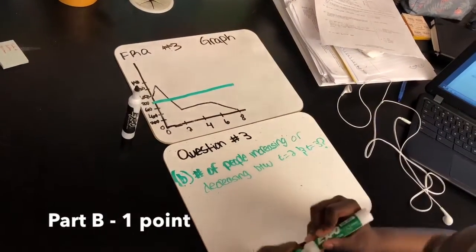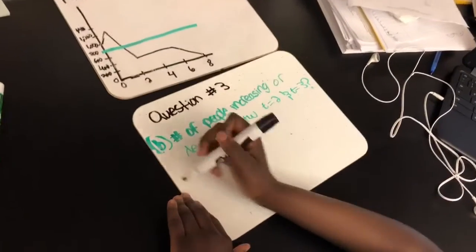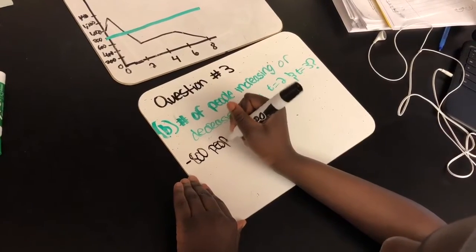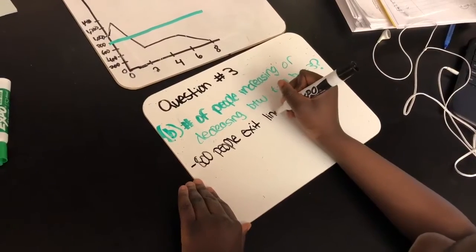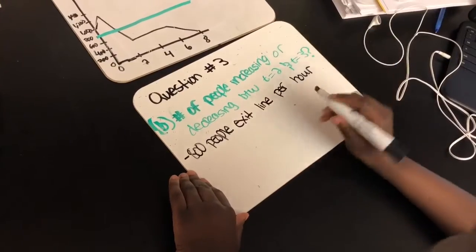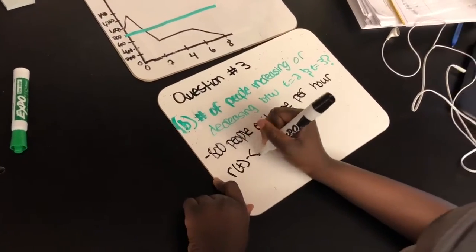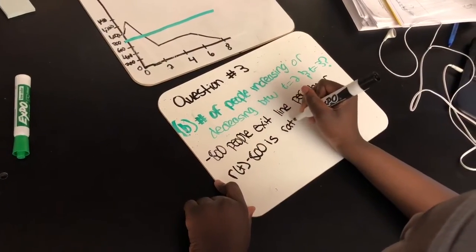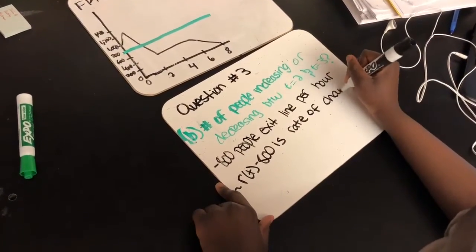So for B, the question reads, is the number of people waiting in line to get on the ride increasing or decreasing between t equals 2 and t equals 3? Justify your answer. 800 is the people exiting the line per hour. That's why it's so important to draw that straight line at 800. So r of t minus 800 is the rate of change for the line. That's very important. Do not forget that.